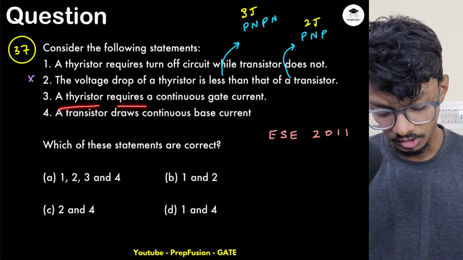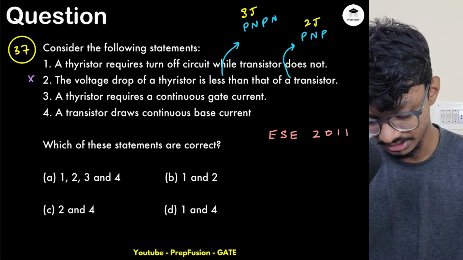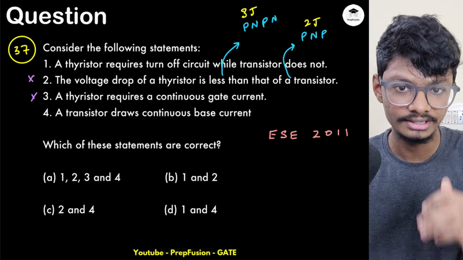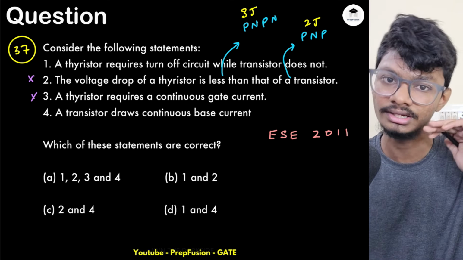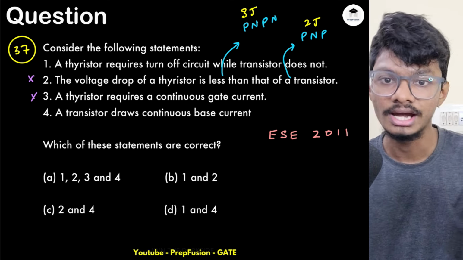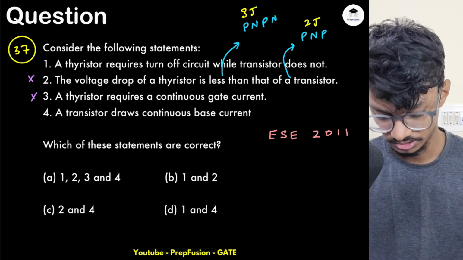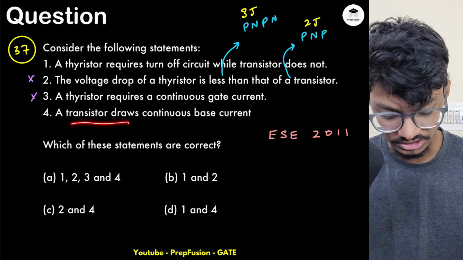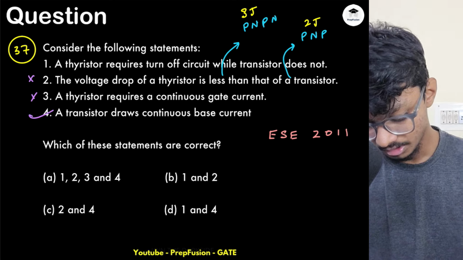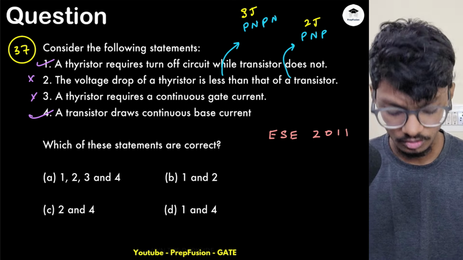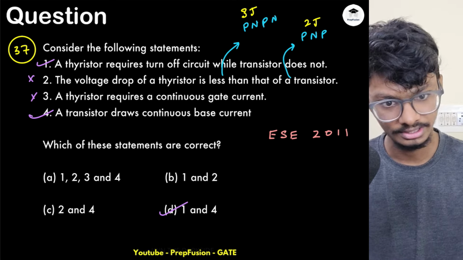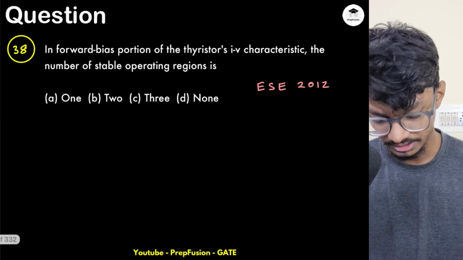A thyristor requires a continuous gate current. Again, this is false, right? A thyristor just requires a gate current until my anode current reaches the latching current. Then the device has been latched to on state. I don't need to provide any gate signal to it. So this is wrong. A transistor draws continuous base current. True. BJT draws a continuous base current. So 1 and 4 are correct. Option D will be correct here. Okay, so let's move on to the next question.